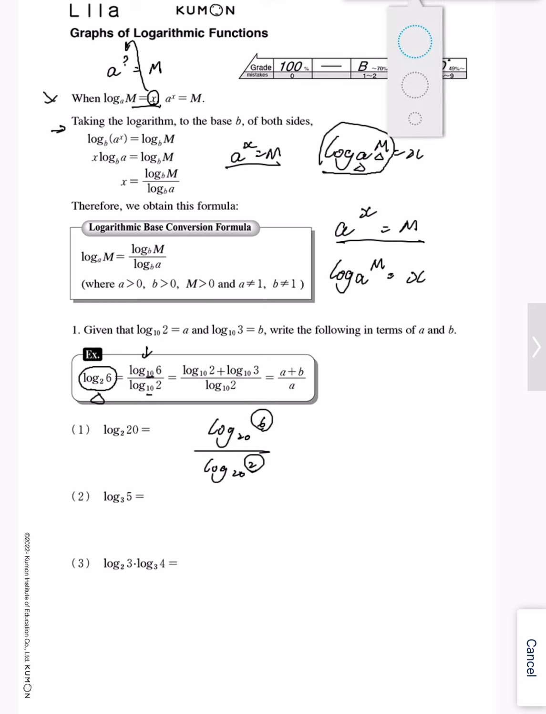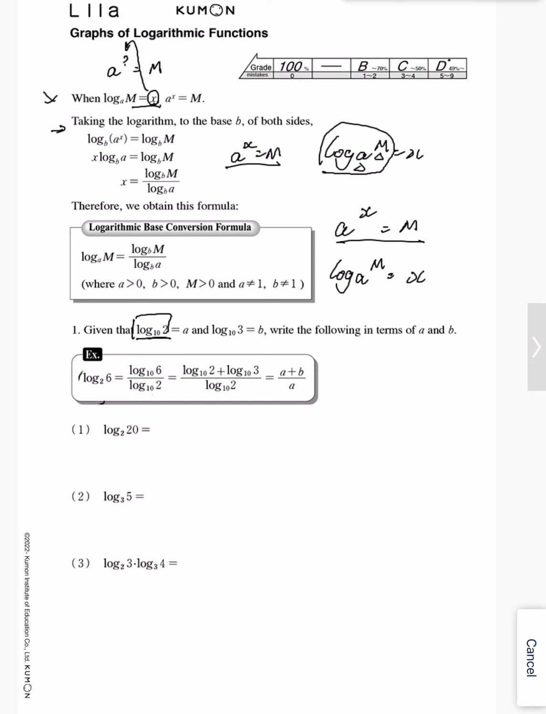Given that knowledge, in each question we will have the given information. So given log base 10 of 2 is equal to a, and log base 10 of 3 is equal to b, write the following in terms of a and b. Let's see how we can work our magic over here.